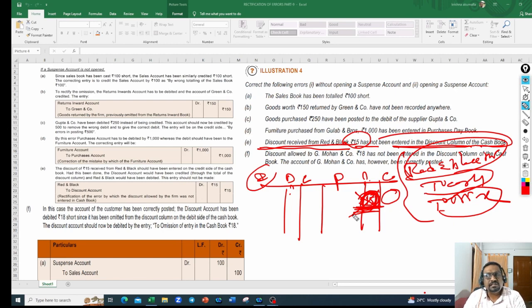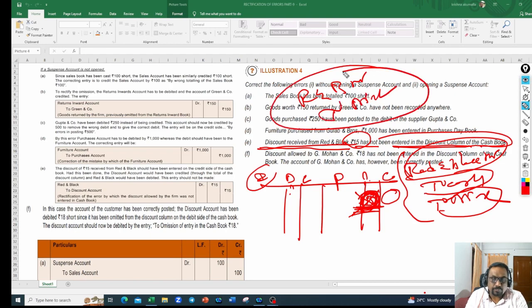How come you say that it is impacting the Red and Black account? Yes, because from the discount column, if discount is received, what entry do we post? Red and Black debit, to discount account. This is the entry we are supposed to post by taking this amount from the discount column in the cash book. But this is not entered here. If this is not entered, then it shouldn't have been posted to the discount account. It shouldn't have been posted to the Red and Black account also. That is the assumption you need to take.